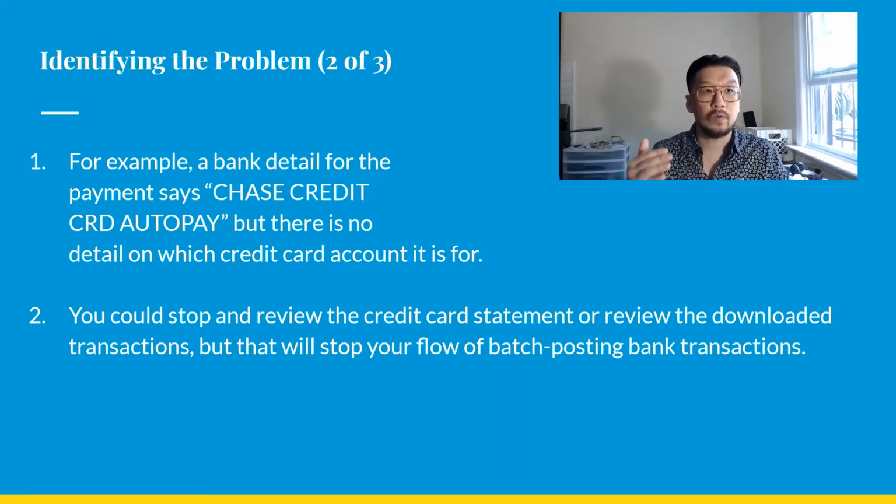So if you're going through the QuickBooks Online syncing menu, the window for that, and you're seeing a slew of transactions from the bank account, and you're seeing payments going out to Chase credit card for X amount of money on a certain date, but you have no idea which credit card it's going for, because if you misapply it, if you say one is for Chase Freedom and another is for Chase Sapphire, but you don't really know with the information at hand. You could stop and review the credit card statement or review the downloaded transactions for that credit card, but that will stop your flow of batch posting transactions.